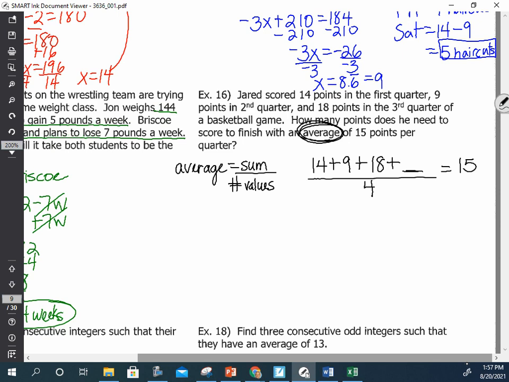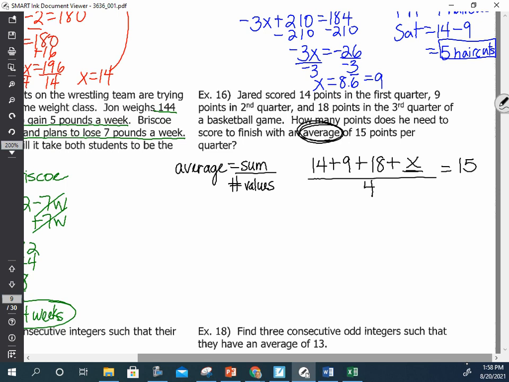So we want an average of 15, but we don't know how much he got in that fourth quarter, so that's where we give that a variable x so that we can solve this problem. If we knew all 4 numbers, we could add them up, divide by 4, and keep it moving. In this case, we need an x in order to take care of it. So let's go ahead and solve this out.